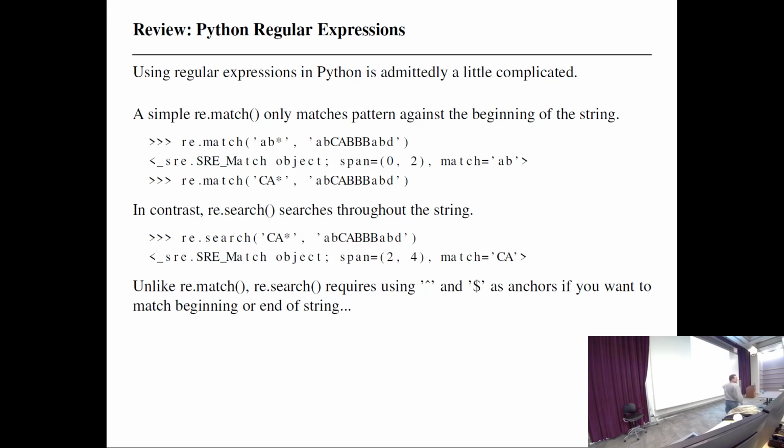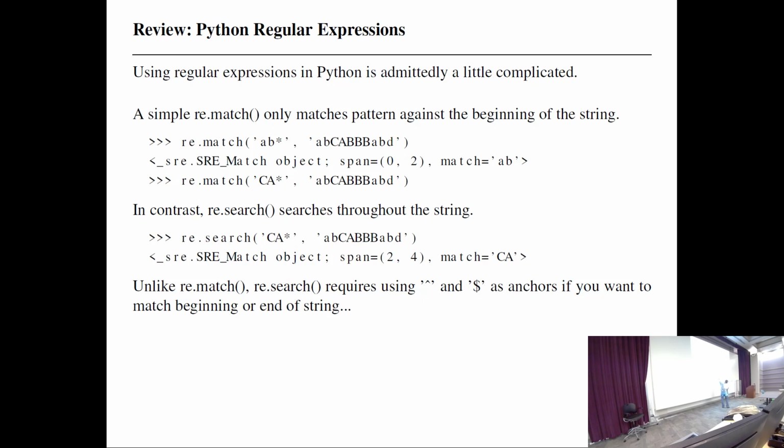This returns none, because there is no instance of CA starting at the beginning of that string. So it fails. There's no match. But if I do this with re.search instead of re.match, it will keep searching the string until it finds a match, and it will return the span of the match from 2 to 4 and the match.